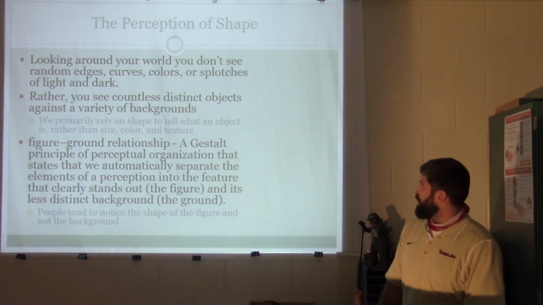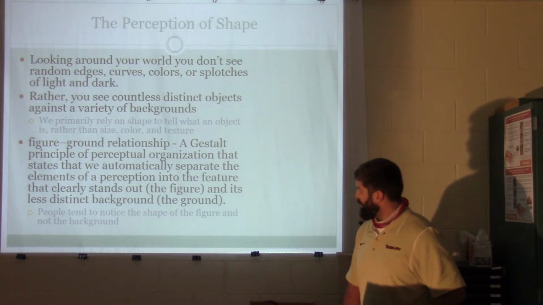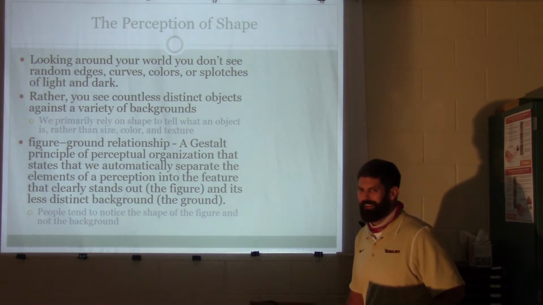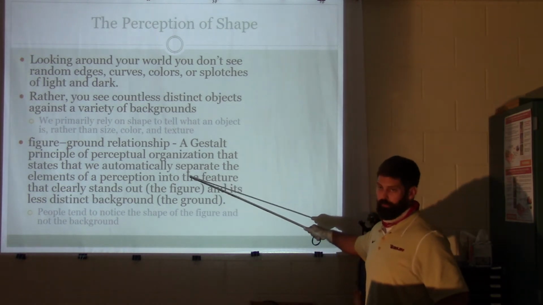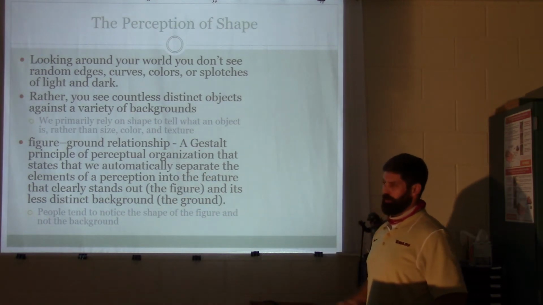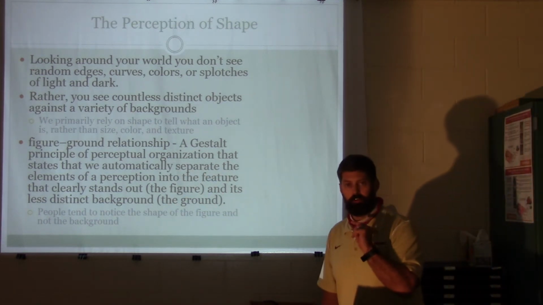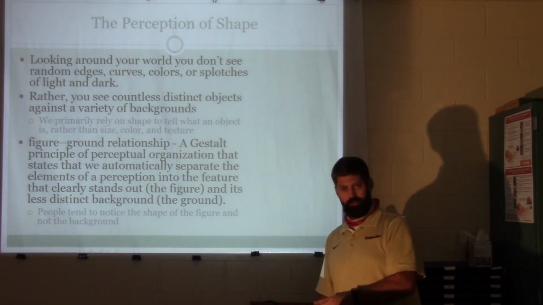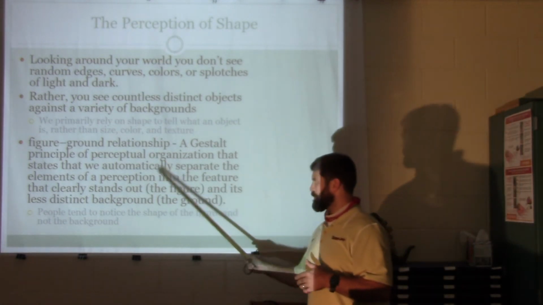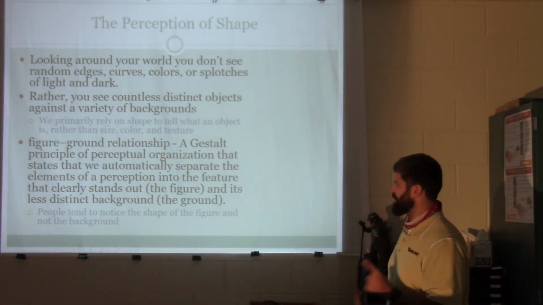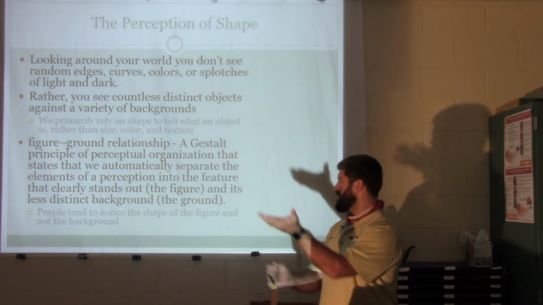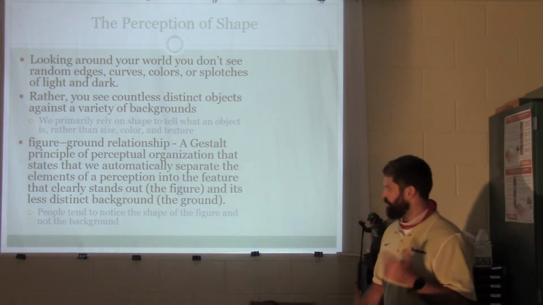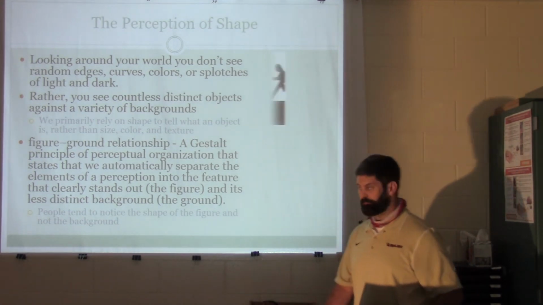Alright, the perception of shape. So looking around your world, you don't see random edges, curves, colors, or splotches of light and dark. Rather, you see countless distinct objects against a variety of backgrounds. This is a Gestalt principle right here, okay? Figure-ground relationship. You usually see the figure first. The figure is the most dominant thing, and then you see the background, if you see the background at all. The Gestalt principle of perceptual organization states that we automatically separate the elements of perception into the feature that is clearly standing out, the figure, and its less distinct background, the ground. People tend to notice the shape of the figure and not the background.